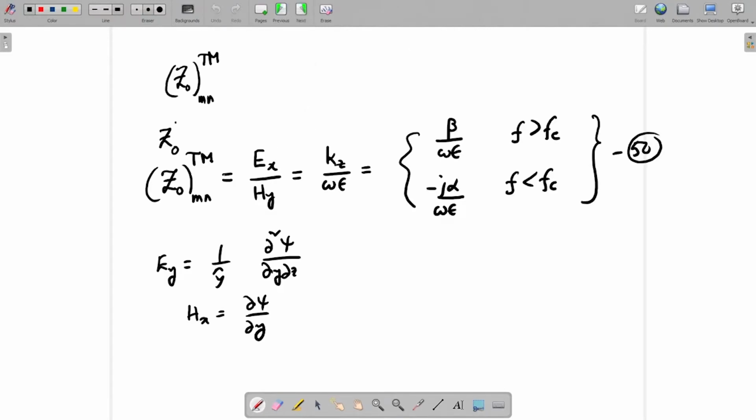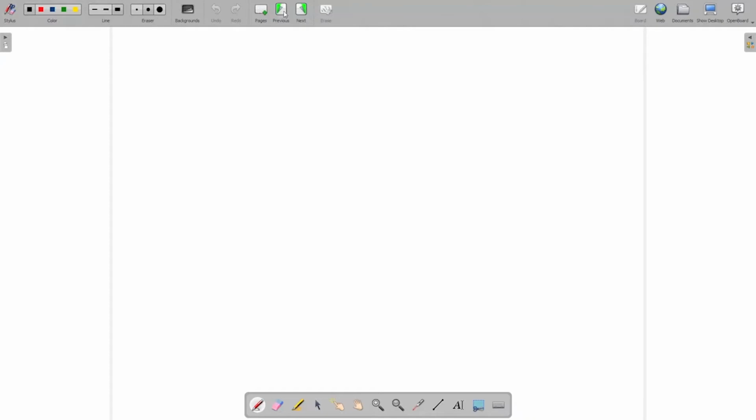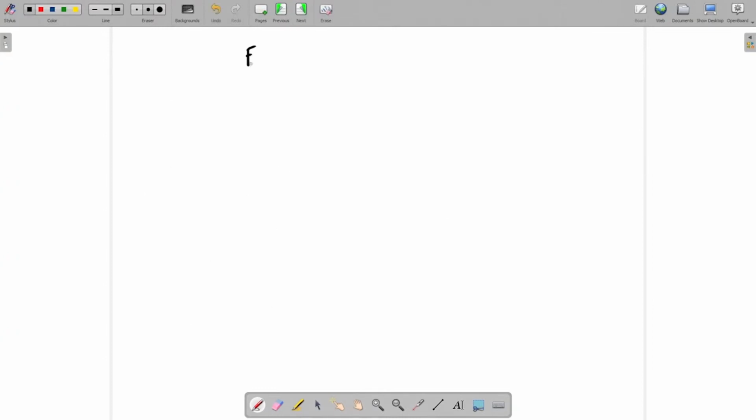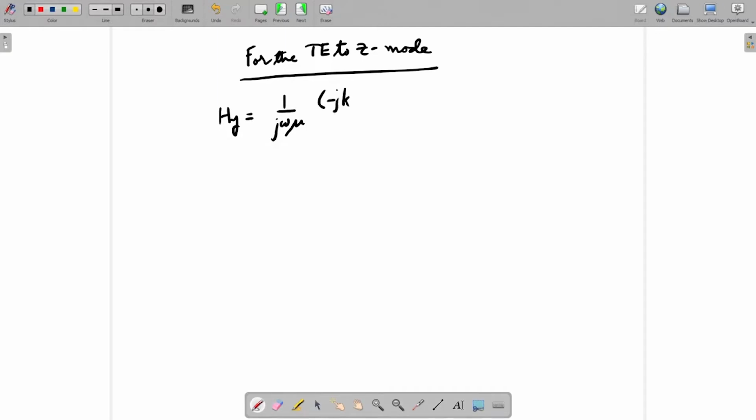So, let us now go to the TE to Z mode. We have in this case H y as 1 by j omega mu, minus j k z times del psi del y, and that is equal to minus k z by omega mu del psi del y, and that is k z by omega mu E x.